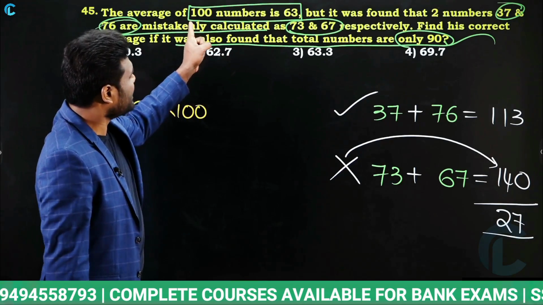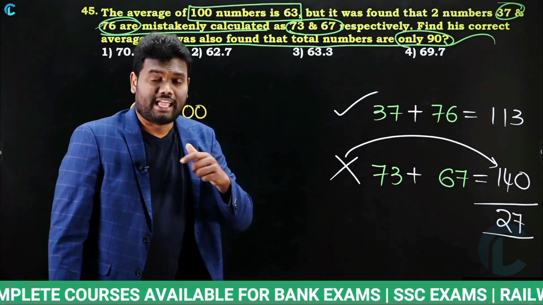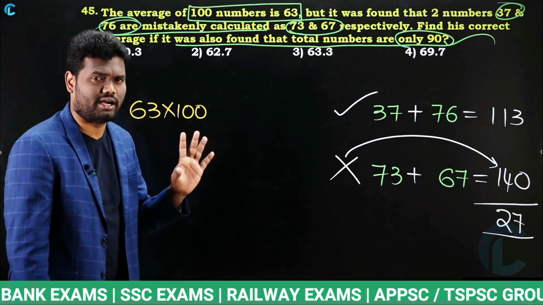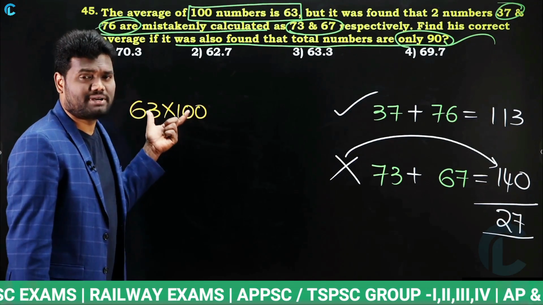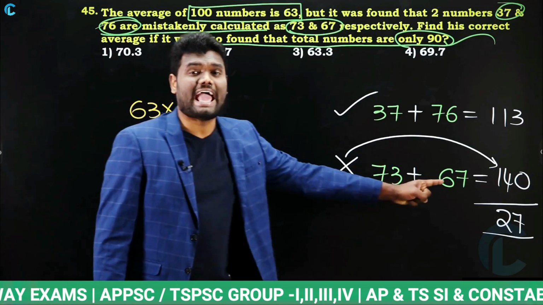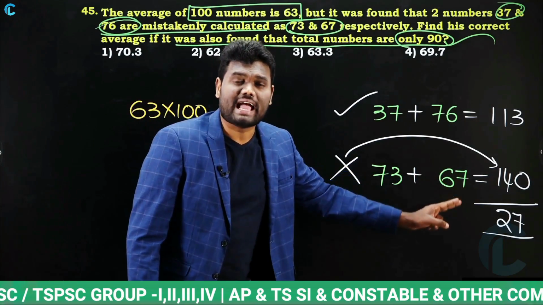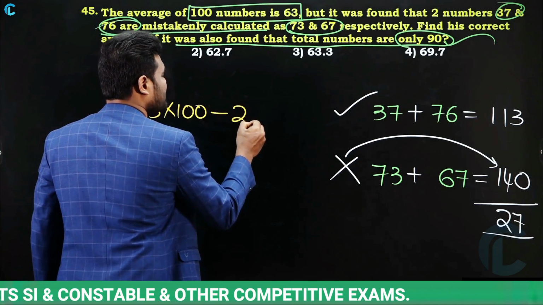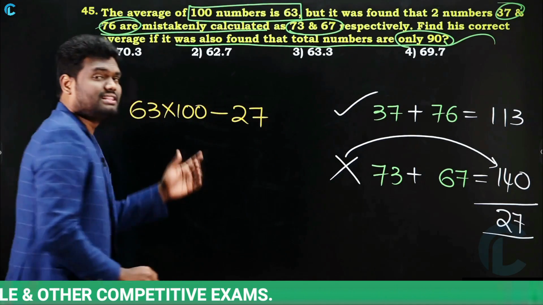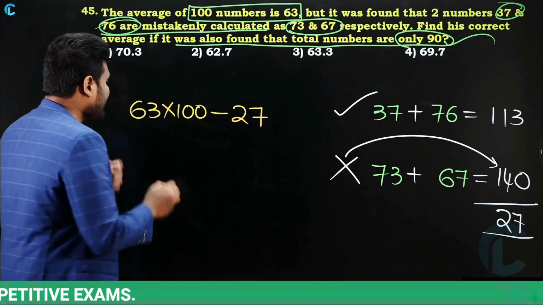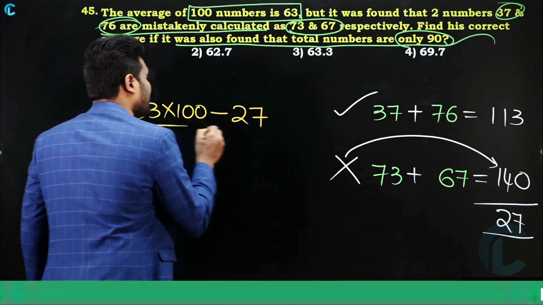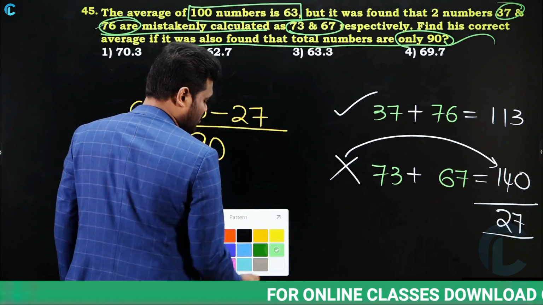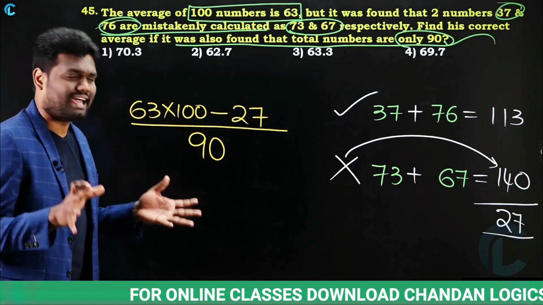Why? Because the 100 numbers average is 63. If the average is 63, then the sum is going to be 63 into 100. Now, this is the 100 numbers sum, but we have an error of 27. As we have an error of 27, you need to subtract this 27. So, minus 27. Now, this will be the correct value. Now, it is said that the numbers are not 100 numbers, they are only 90 numbers. This is what is mentioned in the question. Now, calculate, you are going to get the correct answer.